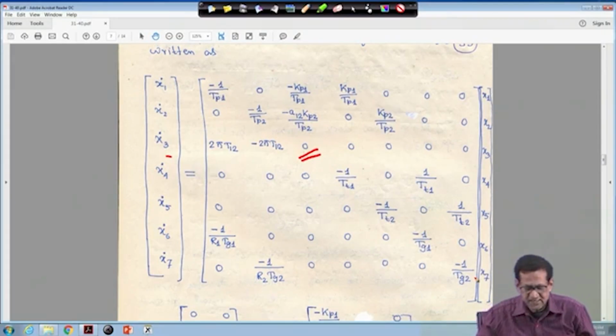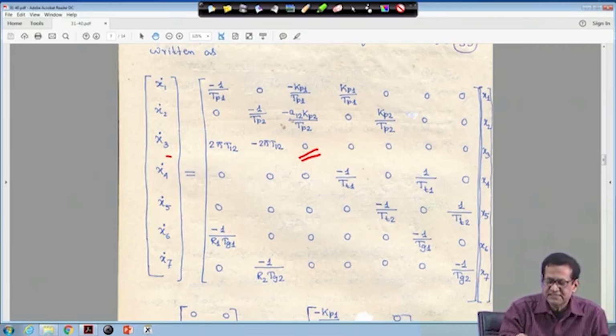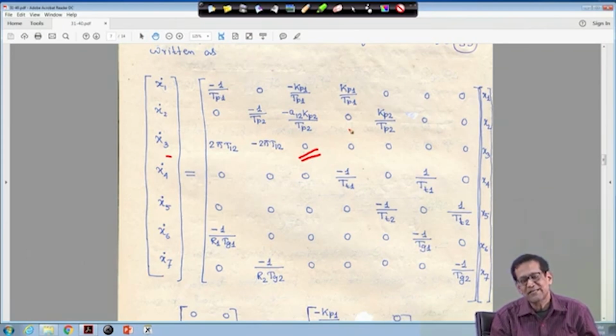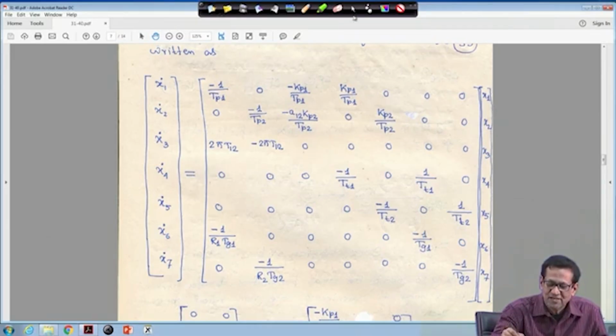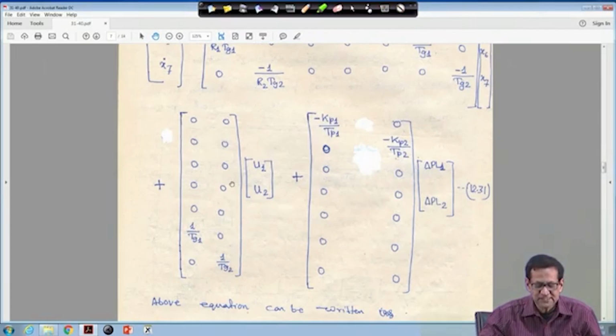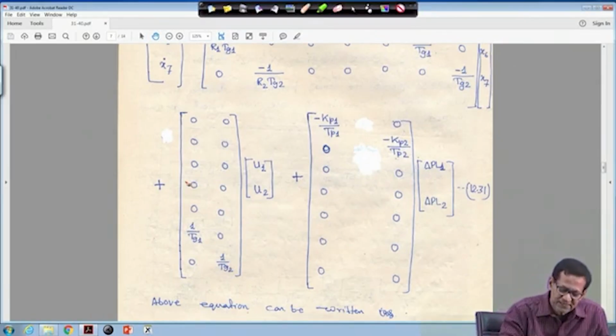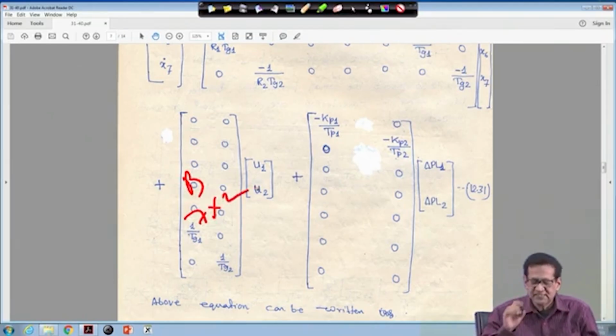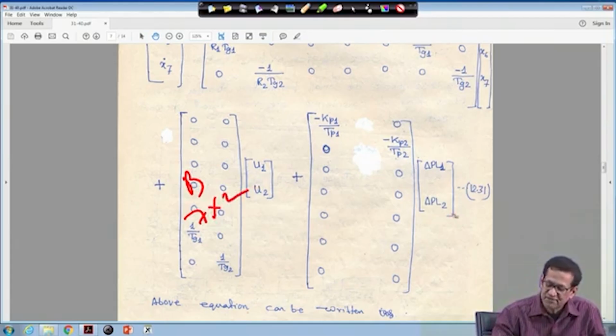And similarly, you can easily make this on your own. I am not making it here, otherwise it will consume a lot of time, right. And next is your Bu. So this is our B matrix, this is 7 into 2, right. And this is your gamma matrix, right.